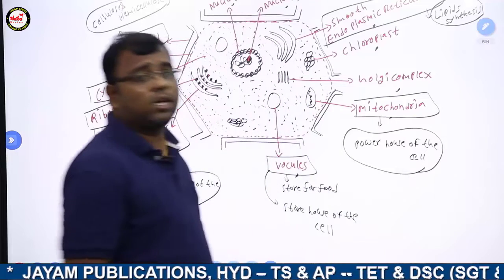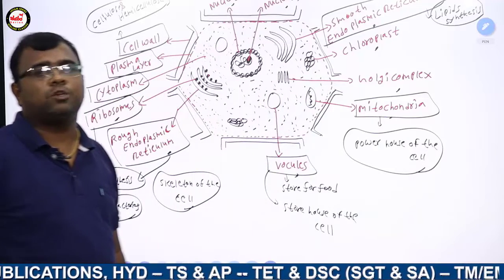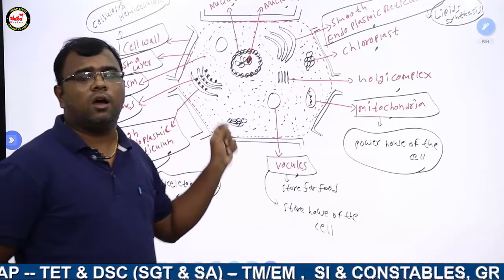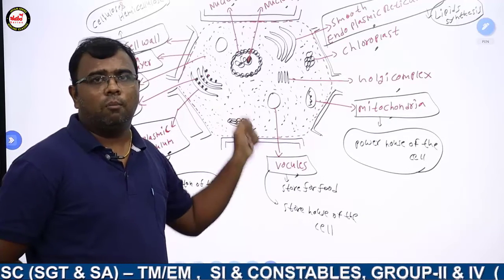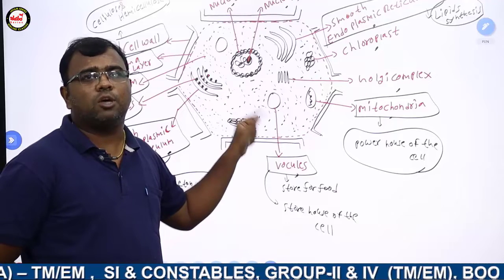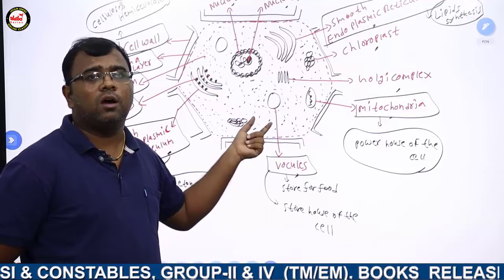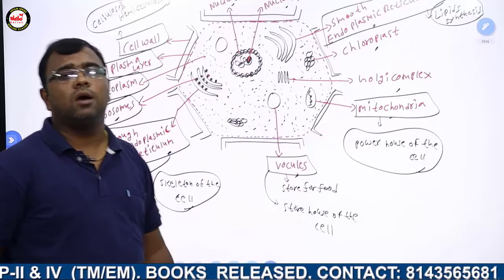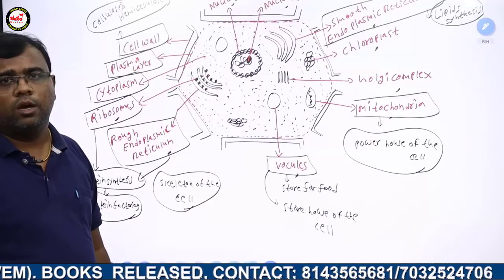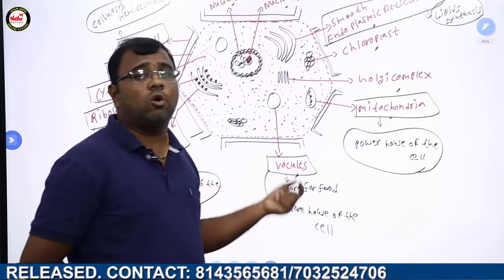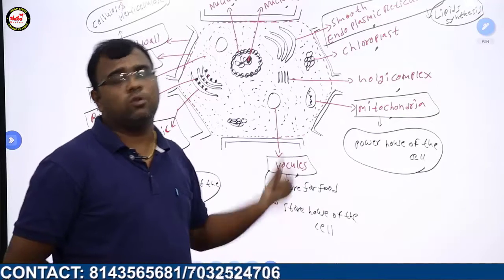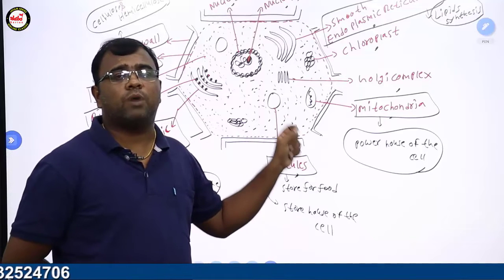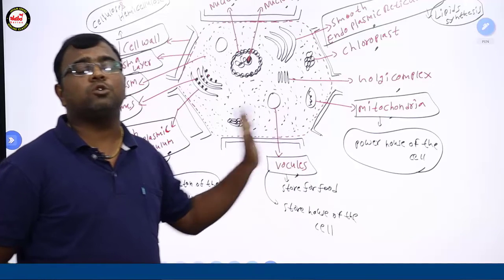Which part is the powerhouse of the cell? Mitochondria. Power or energy, same. The mitochondria gives power or energy to all parts of the plant cell, so it is called the powerhouse of the cell. Which part is the storehouse of the cell? Vacuoles. Which part is the powerhouse of the cell? Mitochondria.